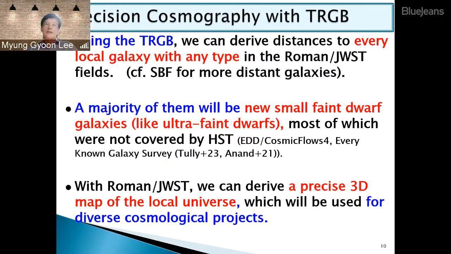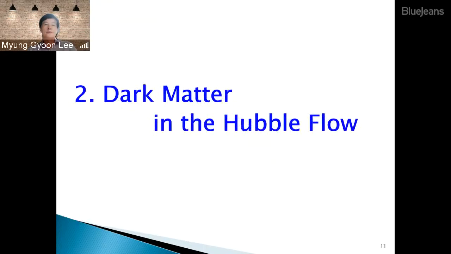Using the TRGB, you can derive distances to every local galaxy, including known and unknown, with any type in the Roman and JWST fields. If you use surface brightness fluctuations, then you can go further. And the majority of them will be new, small, faint dwarf galaxies, like ultra-faint dwarfs, most of which were not covered by HST. So with Roman and JWST, you can derive a precise 3D map of the local universe, which will be used for various cosmological projects. One example is given here, dark matter in the Hubble flow.